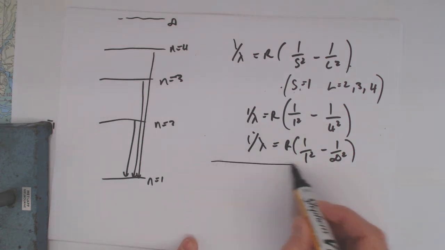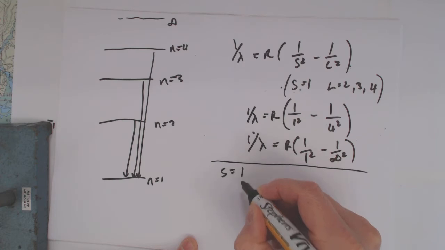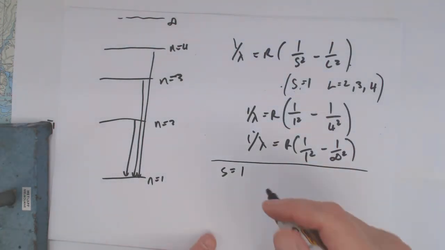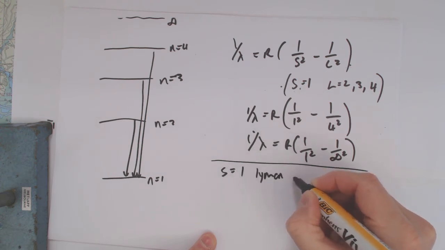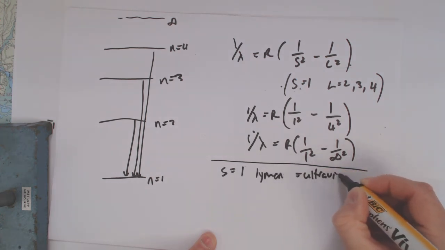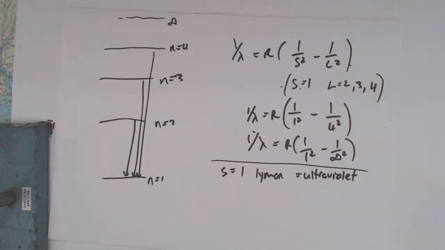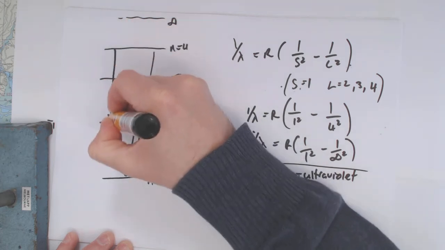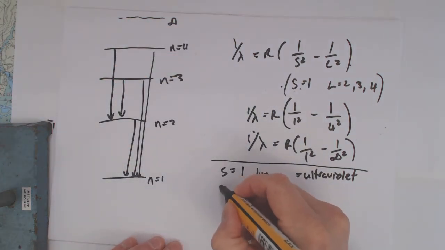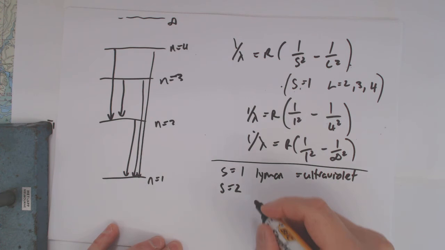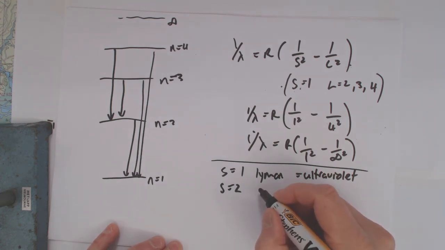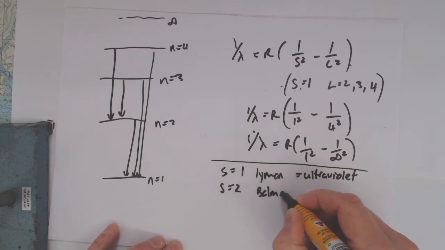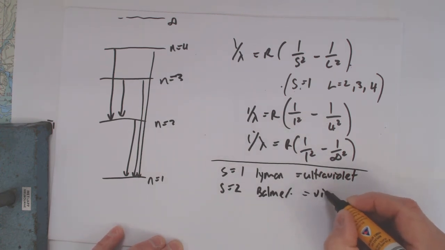This series, though, is a little higher in energy. So when s equals 1, we get this series, which we call the Lyman, and it's ultraviolet, being a little higher in energy. If we have stuff dropping down to n equals 2, like from n equals 3, n equals 4, down to n equals 2, then s equals 2, and we get what's called the Balmer. Sounds like the Obama, maybe. The Balmer series. And that's our visible guys.